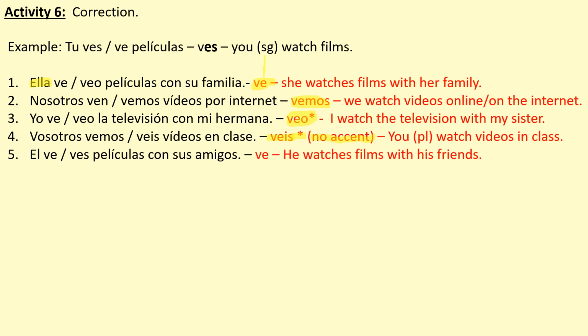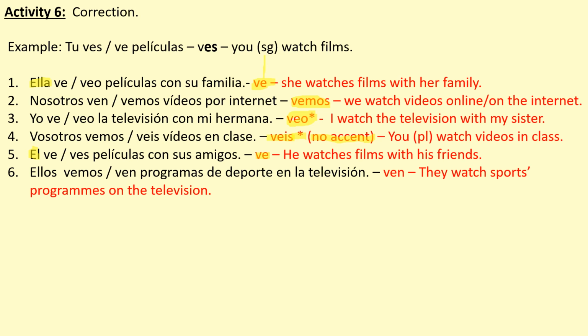Finally, number 5, él, we want to use the third person singular for he, so therefore we want to add the verb ve, which ends in an e. Él ve películas con sus amigos. He watches films with his friends. And finally, number 6, ellos, we want the third person plural, the they form. Okay, so we need to choose ven. They watch sports programs on the television.